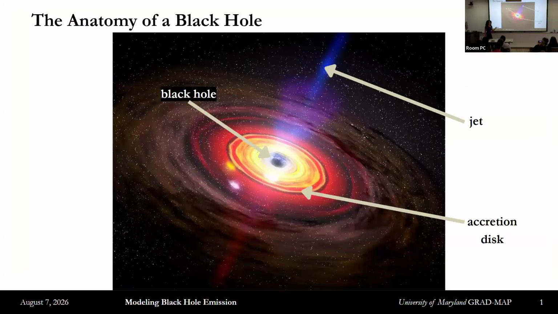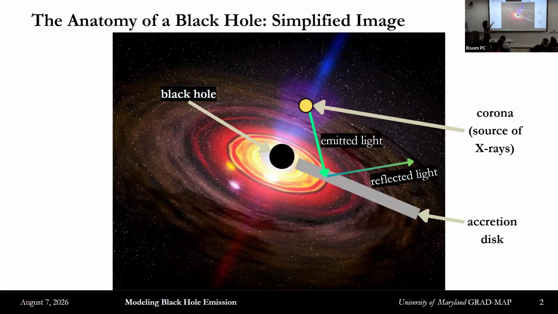To start, here's the general structure of a black hole. This is the black hole. This swirling ring of hot particles is falling into the black hole, and it is known as an accretion disk. This blue aura up here is a powerful jet that expels high energy particles outwards and is powered by the accretion disk and the black hole.